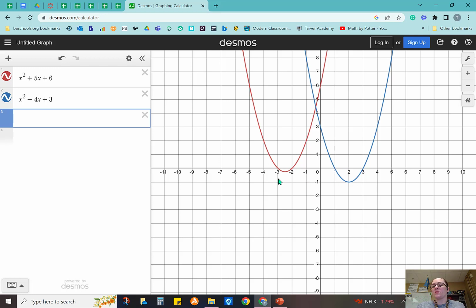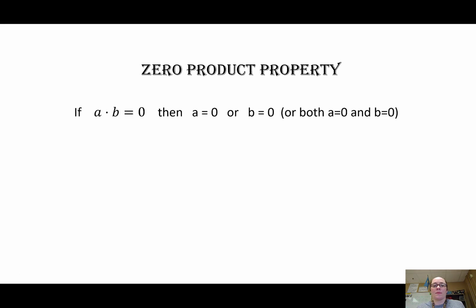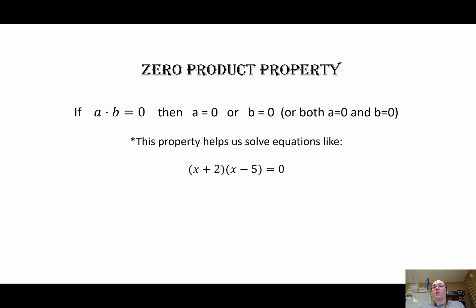So one of the reasons we factor is we can use that factor to find the points where they cross the x-axis. So our x-intercepts. Okay? So that's one of the things that factoring is very useful for. Now, one of the things that lets us do this is our zero product property. So if a times b equals 0, then a equals 0 or b has to equal 0. So again, this is where factoring comes in.